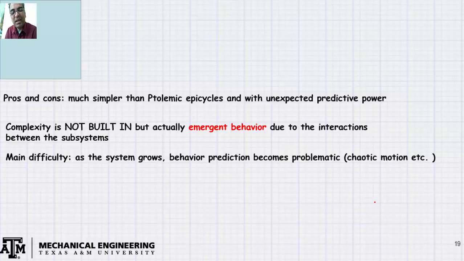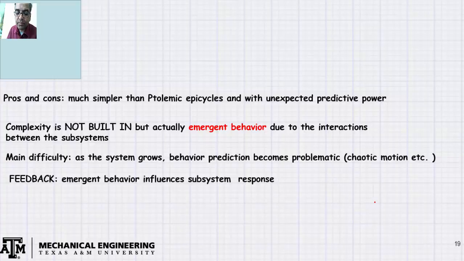But the problem is that as the system grows, behavior prediction becomes problematic, because now I have to assemble simple systems together to make a complex system. This assembly process can get out of hand, and you will get all kinds of funny things. Small changes in how they interact and small changes in their starting conditions give you large changes in the output. So that's the bad news for many of these things. You have to be very careful.